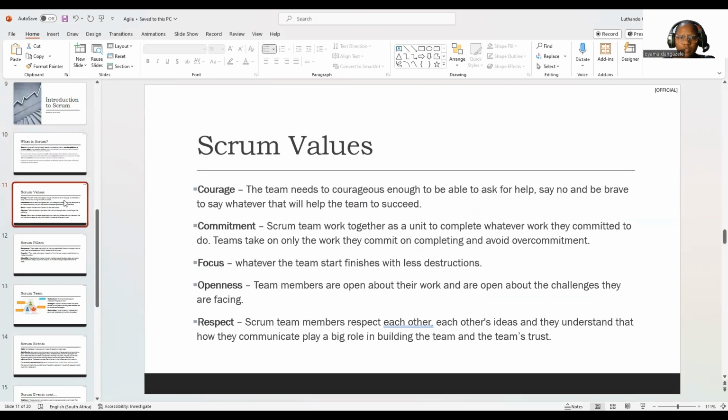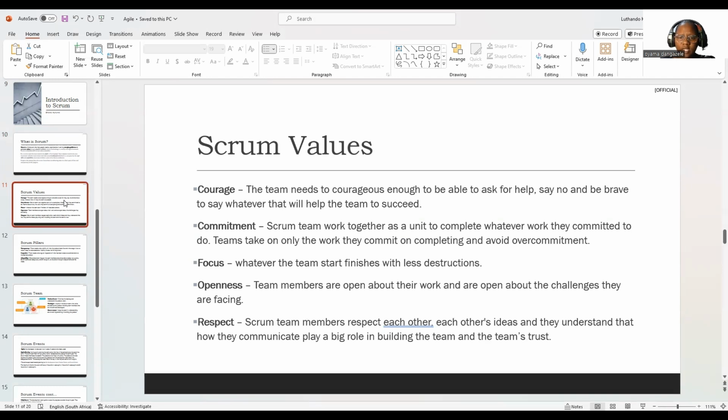Okay, let's get to the Scrum values. We have 5 Scrum values: courage, commitment, focus, openness, as well as respect, sorry. With courage, the team members need to be encouraged enough to ask for help. They need to be encouraged enough to say no when they have reached their capacity and not keep on taking things into the team, as that would derail them from achieving what they would like to achieve.